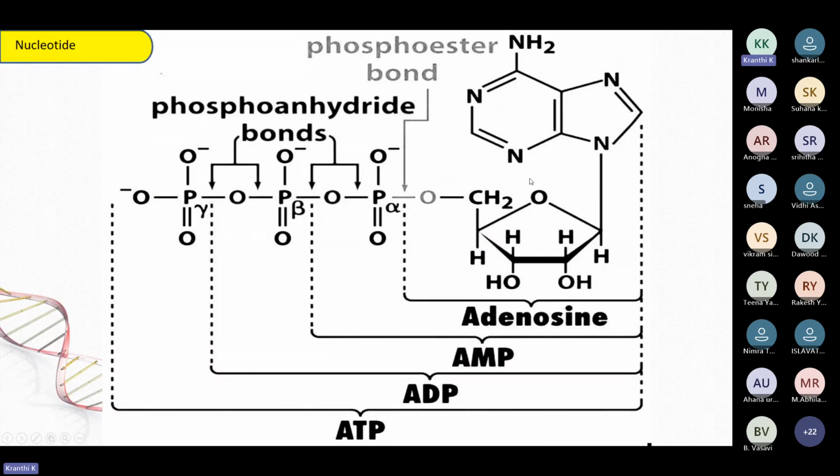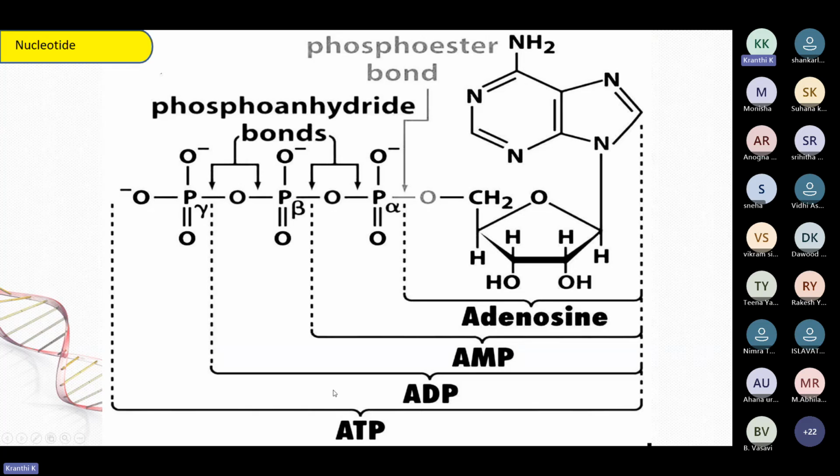See, this is a nitrogen base. This is a sugar. So this nucleoside, when it is linked with one phosphate, we call it adenosine monophosphate. Only one phosphate. If it is linked with two phosphates, then adenosine diphosphate. When it is linked with three phosphates, we call it adenosine triphosphate.